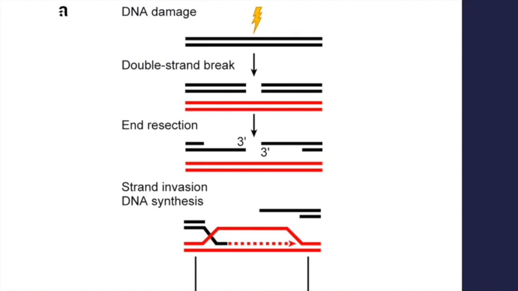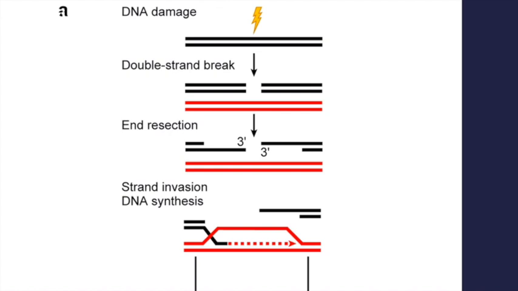Now, after the end resection has taken place, something very remarkable takes place. This 3' overhang of the damaged DNA almost invades into the homologous region of the sister DNA by taking out one of the strands and starts replicating on the complementary strand of the sister region.